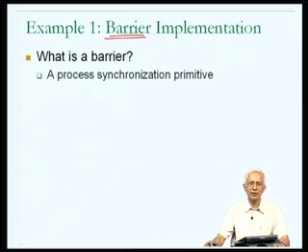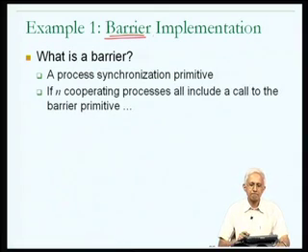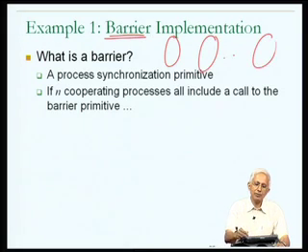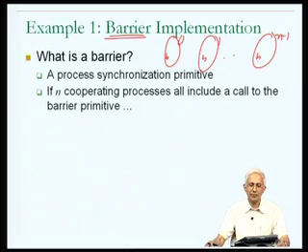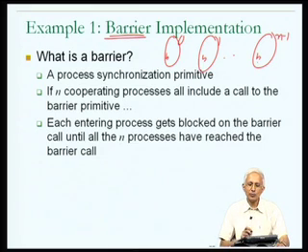It is a process synchronization primitive. It could be used in concurrent programming. It could be used in parallel programming. The general idea is, if I have a situation where there are n cooperating processes, process P0, process P1 through process Pn minus 1, and each of them calls the barrier primitive, then each process which reaches the call to barrier gets blocked on the barrier call until all the n processes have reached the barrier call.